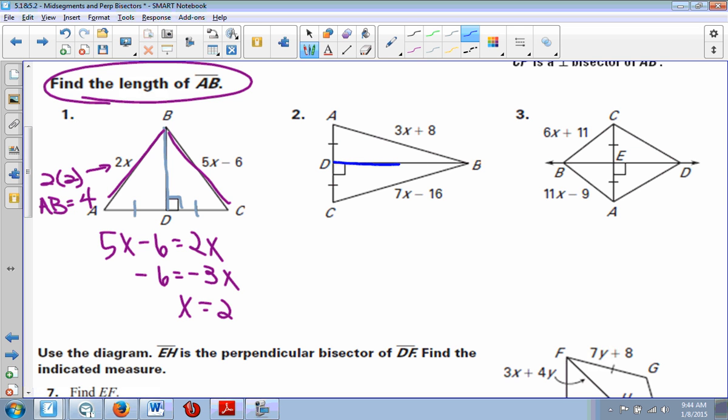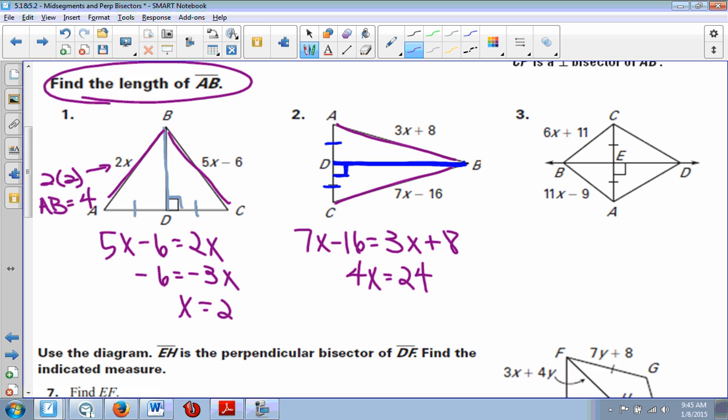Again, this problem is very similar. BD is a perpendicular bisector because it cuts the segment in half and it hits at a right angle. So that means that the distance from A to B is the same as the distance from C to B. All I have to do is set the two pieces equal and solve for x. It's going to require we do 2 steps. Add 16, subtract 3x. So we get 4x equals 24. And then dividing gives me an x value of 6.